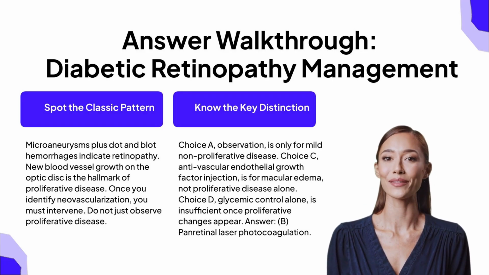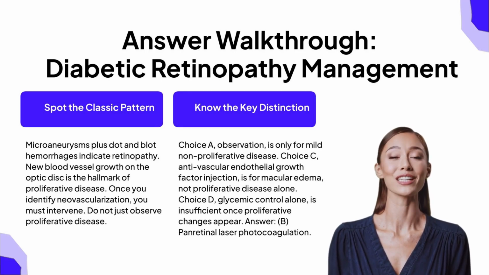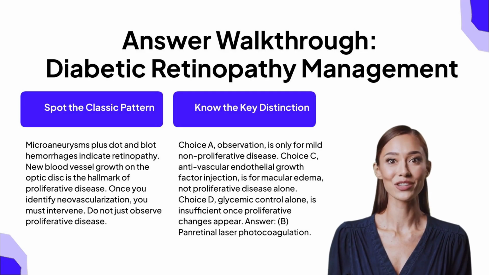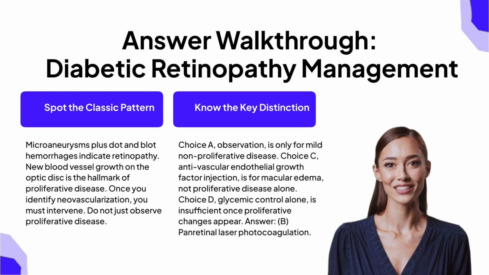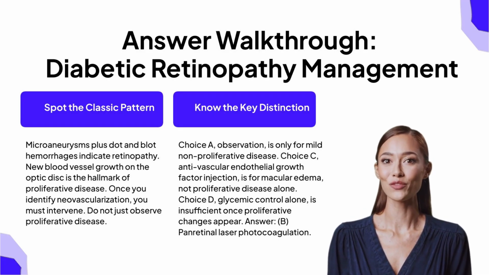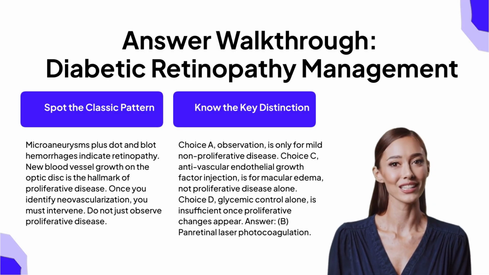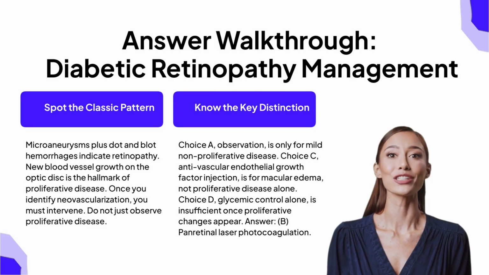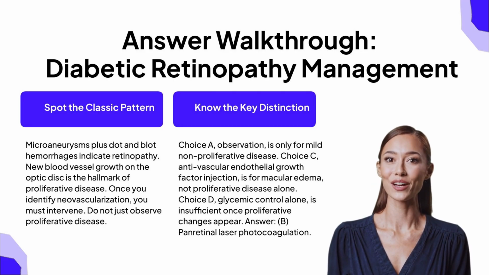Choice C, anti-vascular endothelial growth factor injection, is the first-line treatment for diabetic macular edema specifically, but the question does not describe macular edema. It describes proliferative disease with neovascularization. Choice D, tightening glycemic control alone, is always important but insufficient once proliferative changes have developed. You need definitive treatment. The correct answer is B, panretinal laser photocoagulation. This is the standard of care for proliferative diabetic retinopathy.